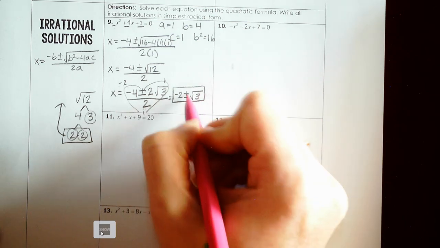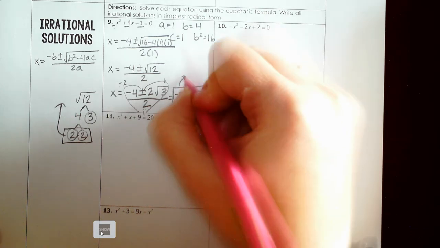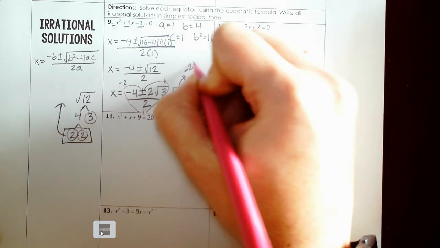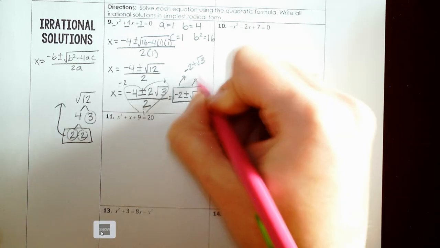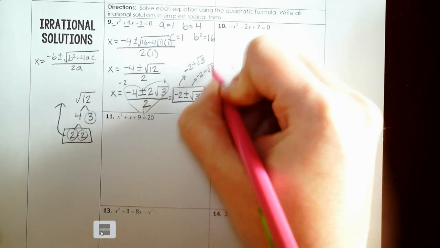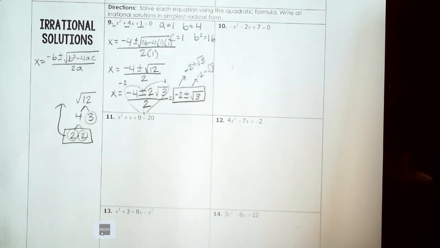All right, now this actually has two answers. Remember, this plus and minus means there's two answers. So if you were to write them out, the first answer would be negative 2 plus the square root of 3. And the second answer would be negative 2 minus the square root of 3. Or you can write them together, negative 2 plus and minus the square root of 3.